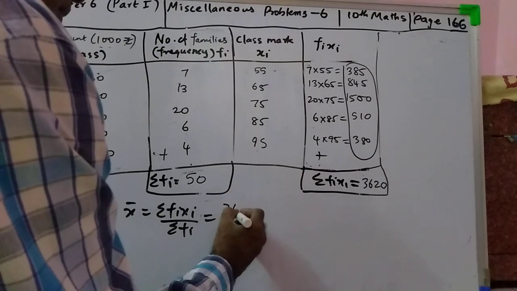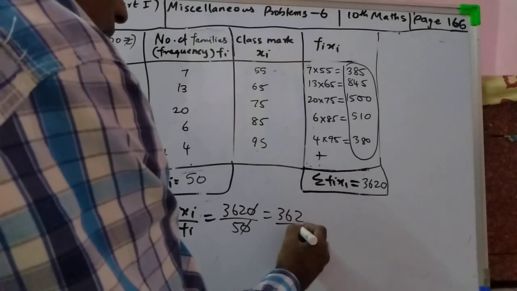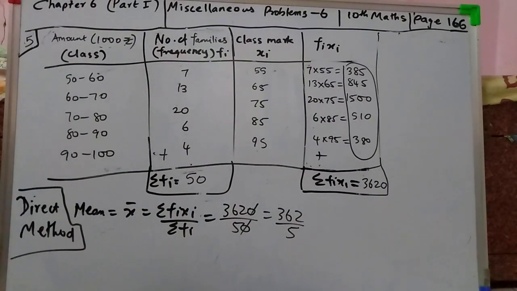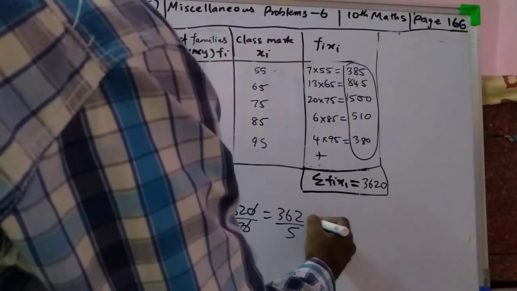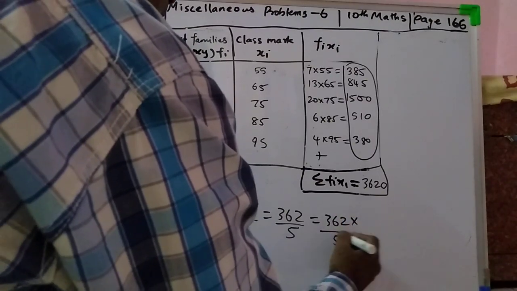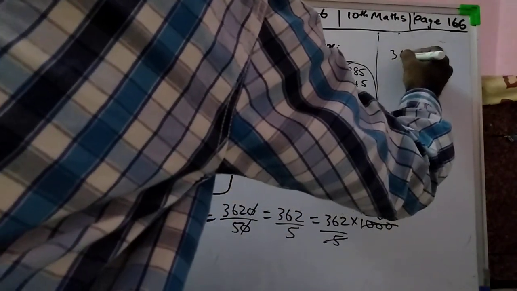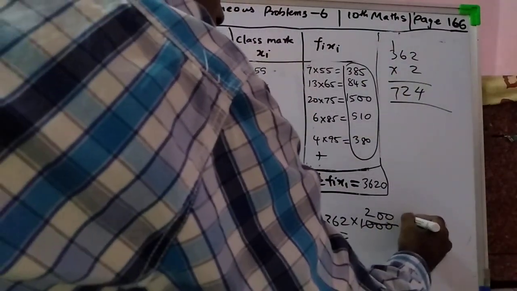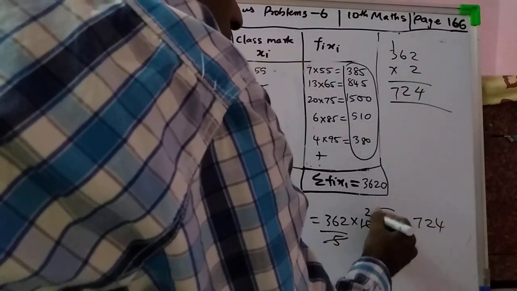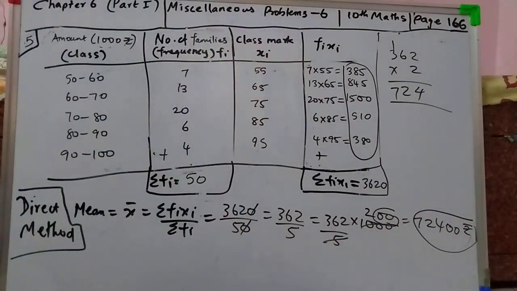Put it here, 3620 upon 50. Cut this, it will become 362 upon 5. Now that is in 1000 rupees. So that is equal to 362 by 5 into 1000. We calculate here 362 into 2. That will become 724 and 0, 00 rupees. So this is the answer for this. I hope you got this. Next we'll do median.